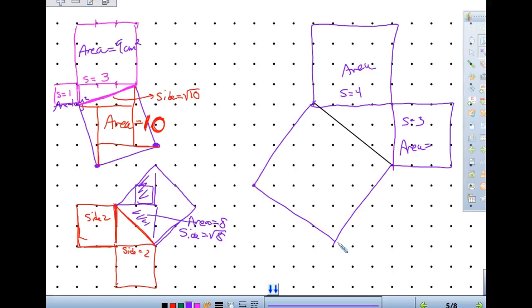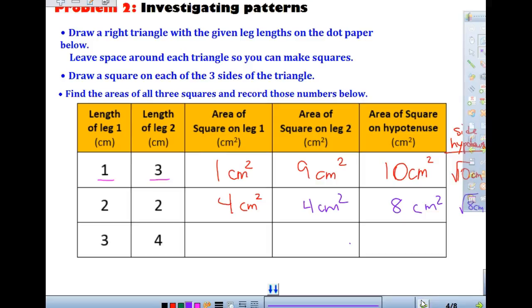And as you finish drawing yours and you put your areas in each one, then I want you to fill in the chart. And we want to try and look at if there is a pattern in our chart that we are seeing. So, here's the area, 9 centimeters squared. Wally, when the side was 4, the area was 16 centimeters squared.